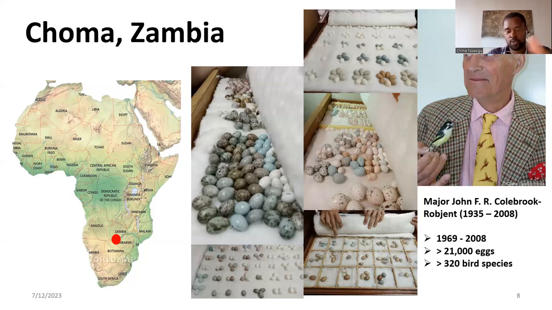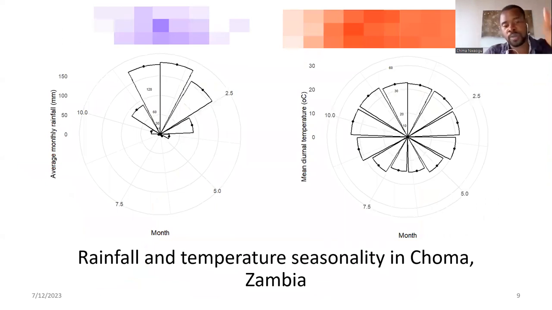So these eggs you see are now held at the Livingstone Museum in Zambia. But we're using the digitized data from the Major's notebook. And just to give you a little bit of background about the environmental seasonality in Zambia, so that you can get a clearer picture of how we can then use this egg information to try to construct the breeding seasonality of these species.